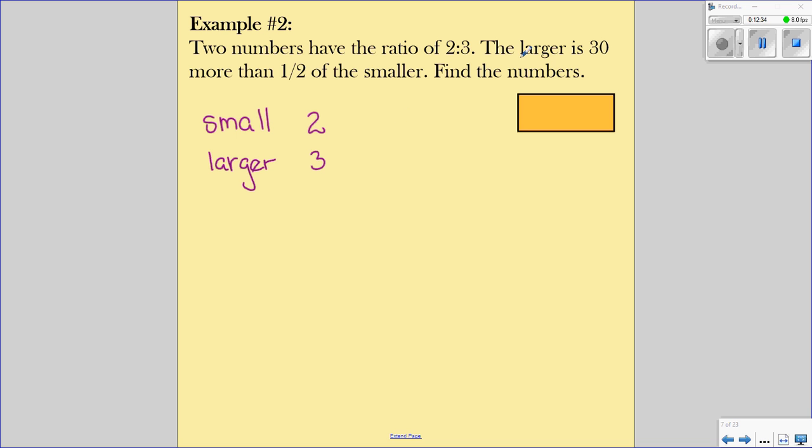So now we have to translate this. So the larger, which is 3, is 30 more than half of the smaller. So the smaller will be 2x. The larger is going to be 30 more, so we know that's plus, than half of the smaller. We already have the smaller, so it would be half the smaller, and the more, plus 30. So find the numbers.